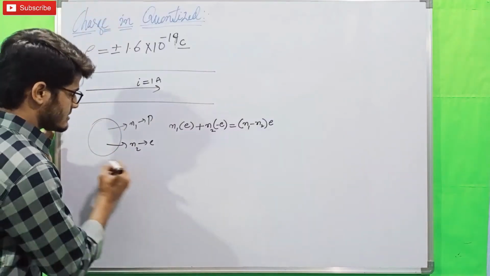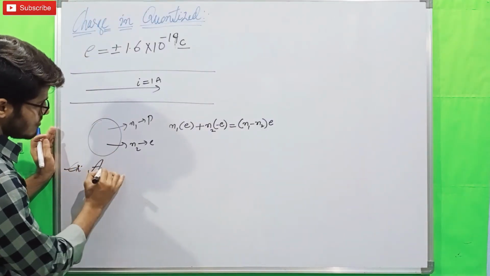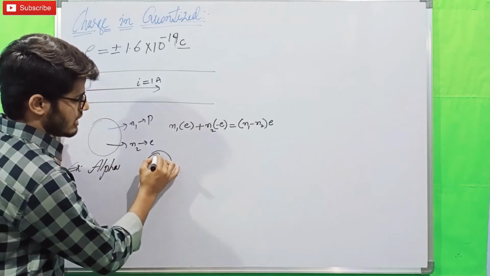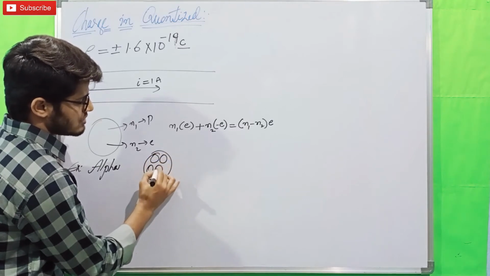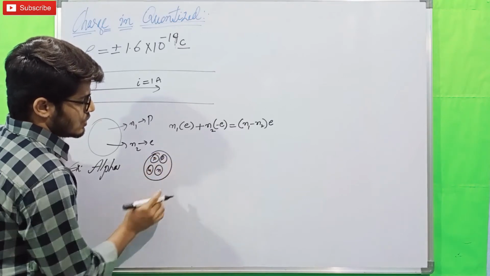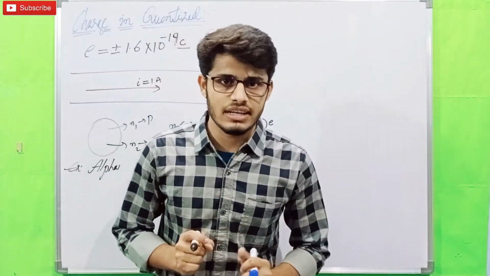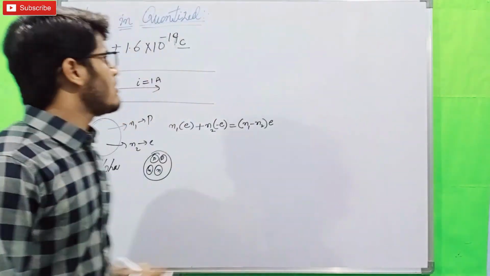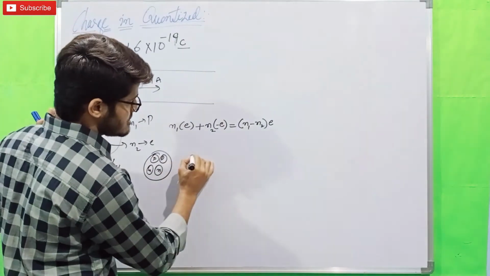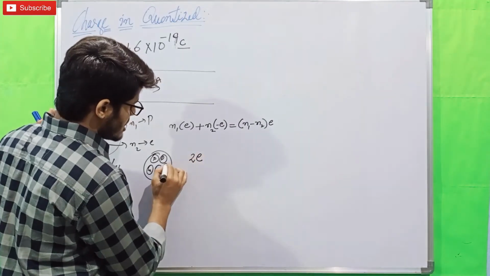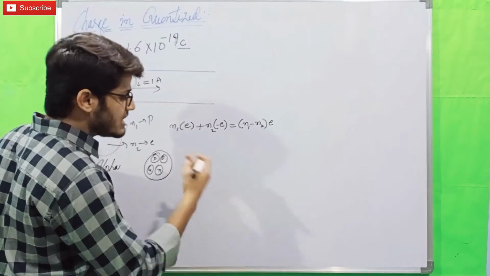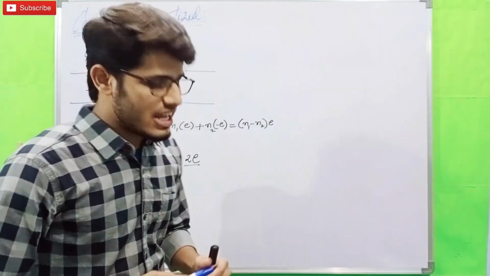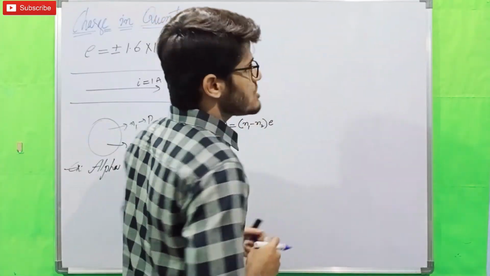Now let's see an example: the alpha particle. The alpha particle is the helium nucleus. It has 2 protons and 2 neutrons in it. Now the total charge present in the alpha particle, according to the quantization statement, is going to be an integer multiple of e. Here that integer is 2. So the charge present in the alpha particle is 2e.